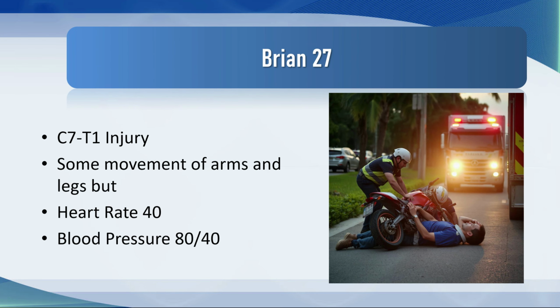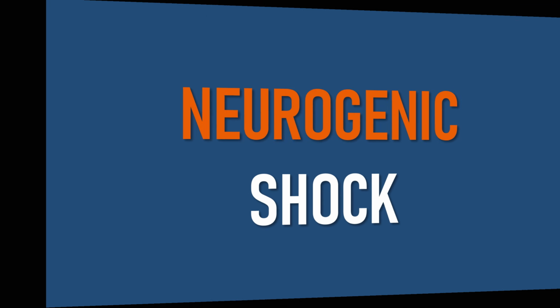Let's go back to Brian. Unfortunately, Brian had a C7-T1 injury. He has some movement of his arms and legs, but he has become profoundly hypotensive with a blood pressure of 80/40 and a heart rate of 40. Brian has neurogenic shock.